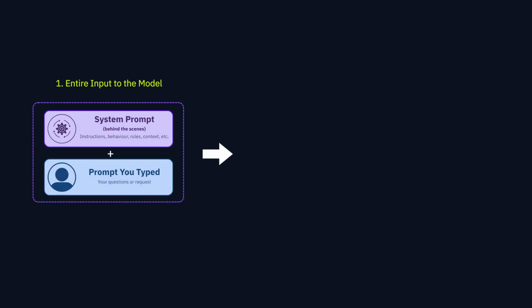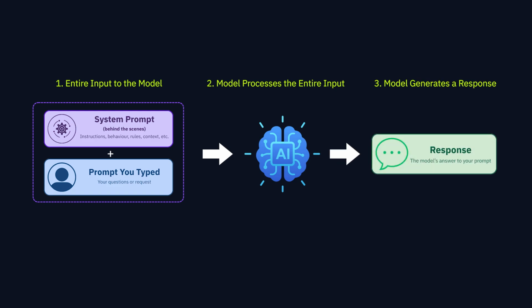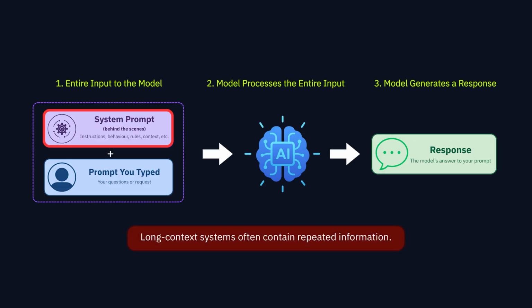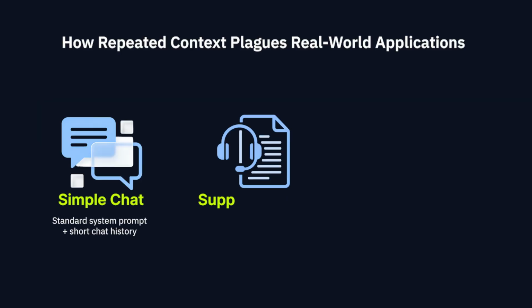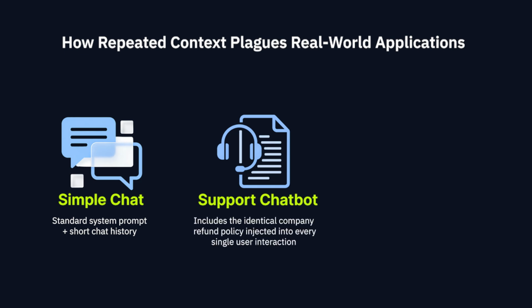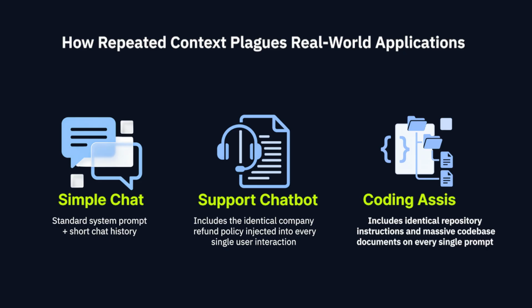When we send a prompt to a language model, the model processes the entire input, which consists of the system prompt that's behind the scenes and the prompt you type. So if your prompt has 500 tokens, the model might process 500 tokens. If it has 50,000 tokens, it processes 50,000 tokens, even if most of those tokens were already sent in the previous request. This matters because long context systems often contain repeated information. For example, a support chatbot may include the same refund policy every time. A coding assistant may include the same repository instructions.